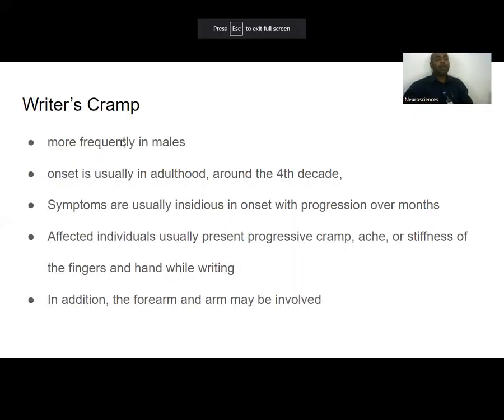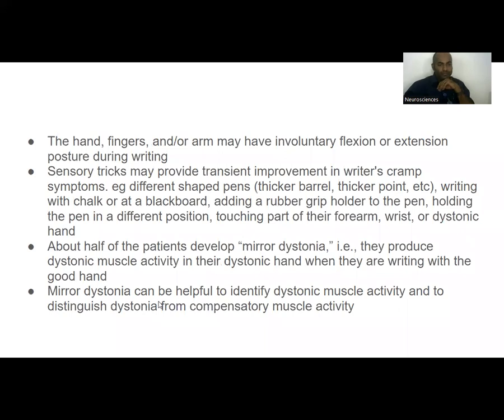Writer's cramp is more frequent in males as compared to the other dystonias. The age of onset is earlier, the fourth decade. Others, like cervical dystonia, blepharospasm and all, are in the fifth decade. Writer's cramp occurs a little earlier. Symptoms are usually insidious in onset, with progression over months. Affected individuals usually present with progressive cramp, ache, stiffness of the fingers. In addition, the forearm and arm can be involved. There can be various sensory tricks.